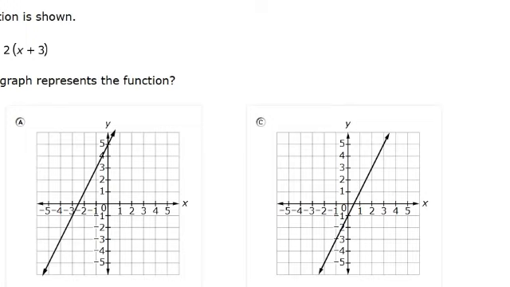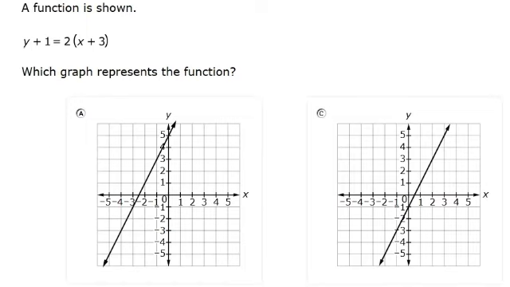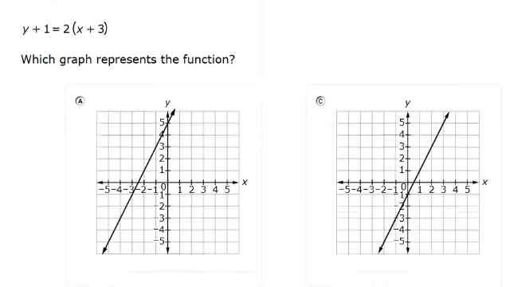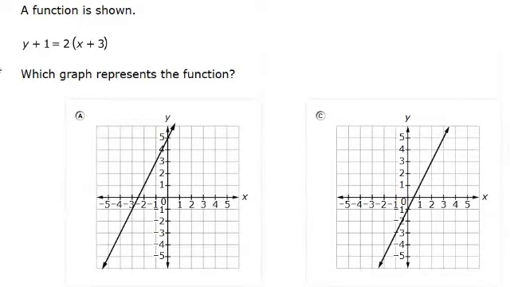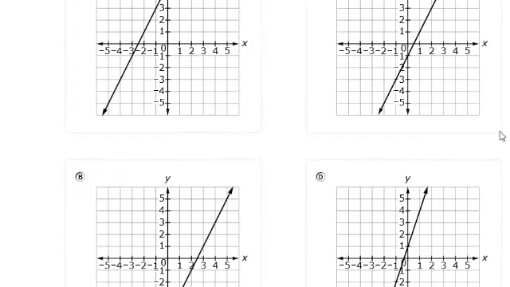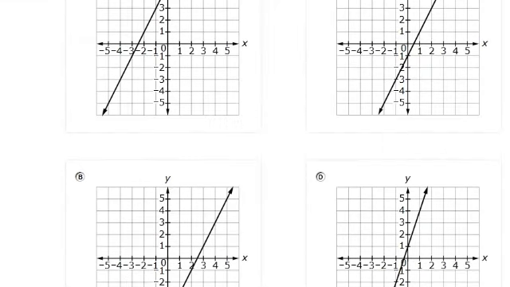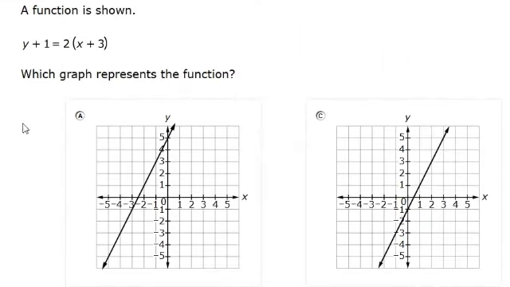A function is shown. Which graph represents the function? This is easy. 2x plus 2. What is the y-intercept value? Can you guess? Or 2, 5. Good. It is 5. Where is it? 2. Oh, that's easy. Simple.